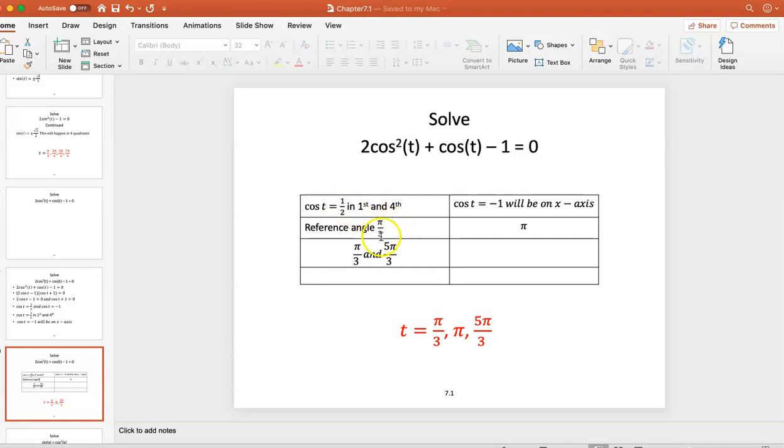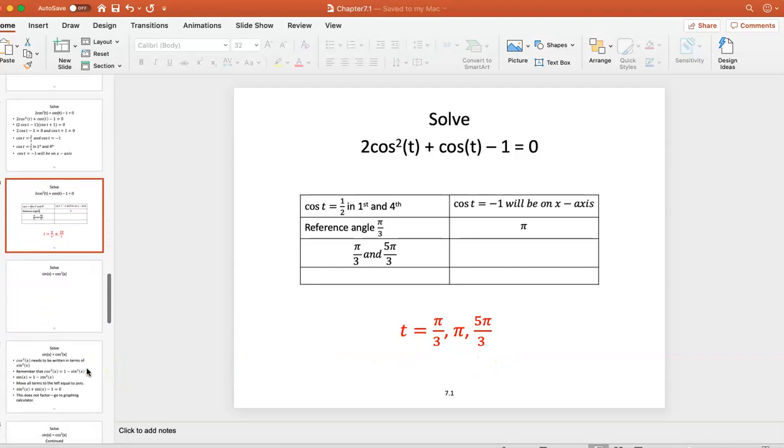60 degrees or pi over 3. The fourth quadrant, 2 pi, which is 6 pi over 3 minus 1 pi over 3, is 5 pi over 3. And remember, this was on the x-axis, so it's just pi. These are the 4 solutions for this particular problem.